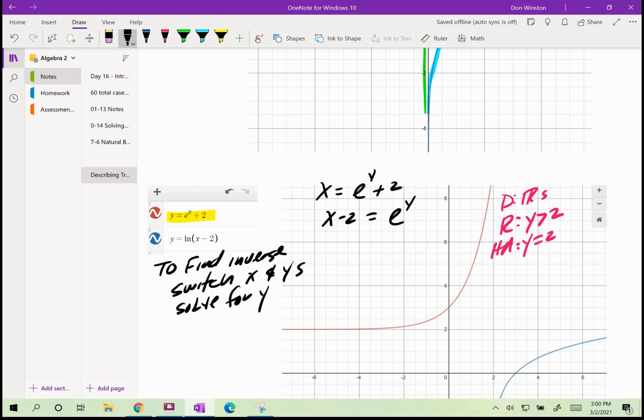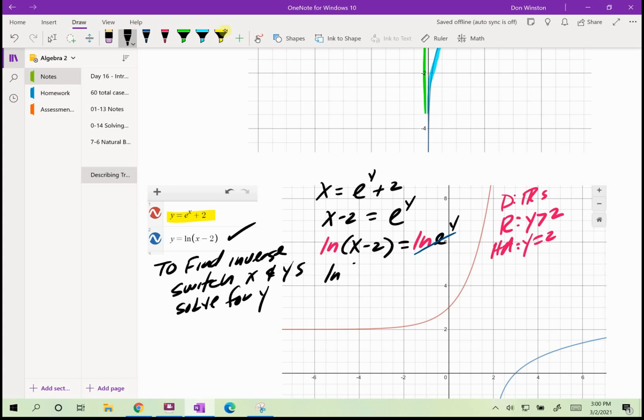And then to get rid of e, I'll take the natural log of both sides. So the natural log of x minus 2 equals the natural log of e raised to the y. Well, that just cancels out because they're inverses of each other. So then the inverse function will be y is equal to the natural log of x minus 2.